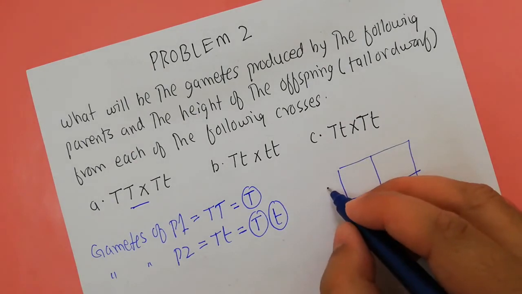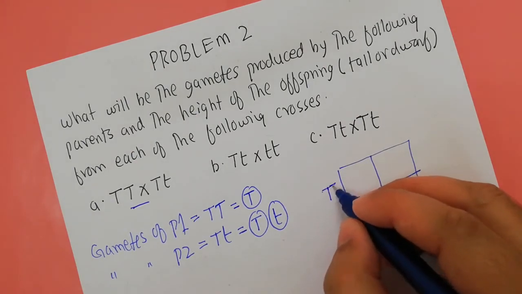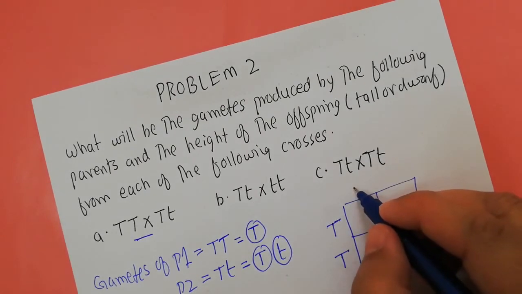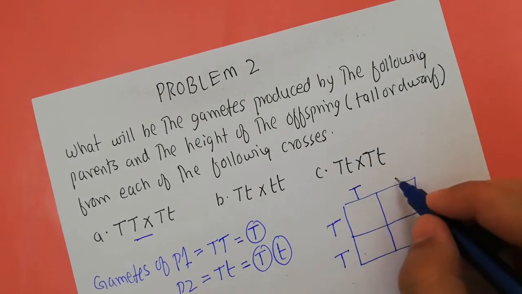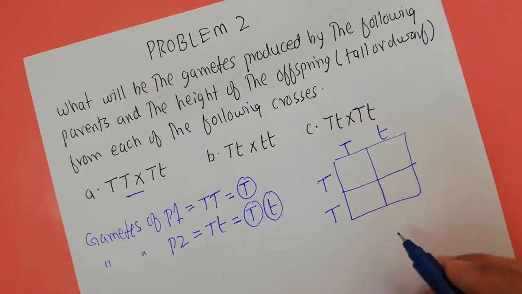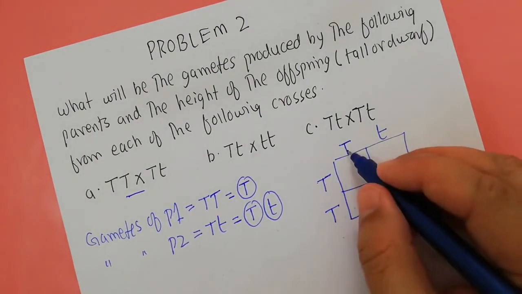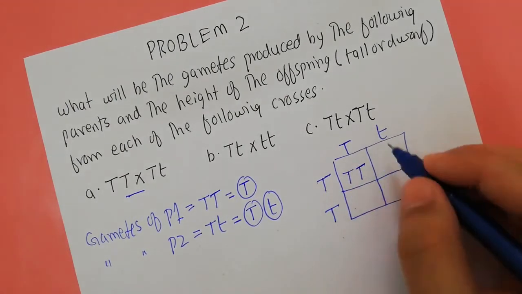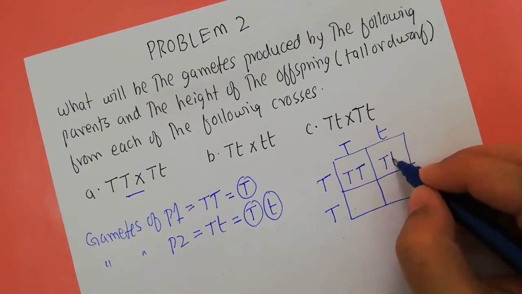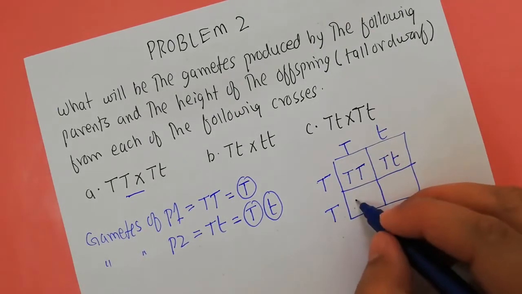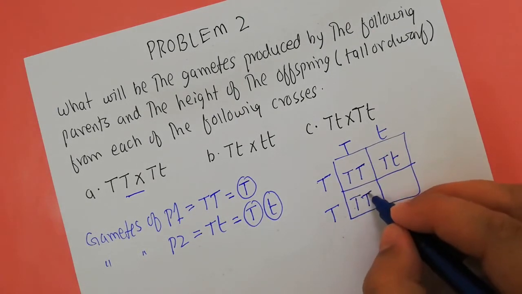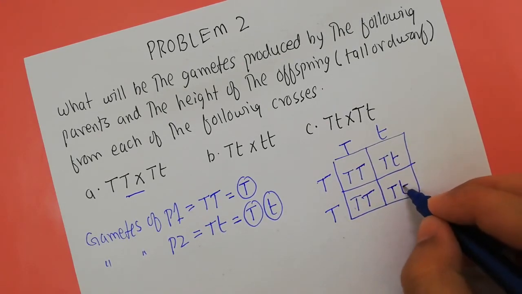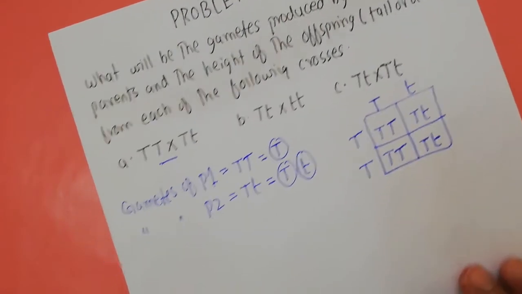This side of the Punnett square is showing you the gametes of parent number 1, so that will be capital T and capital T. This side is going to show you the gametes of the second parent, which will be the capital T and the small t. Now if you cross them, this gamete can combine with this gamete, giving you a capital T and capital T. This gamete can combine with this one, giving you the capital T and the small t. This capital T can combine with this one, giving you the capital T and the capital T. This can combine with this one, giving you the capital T and the small t.